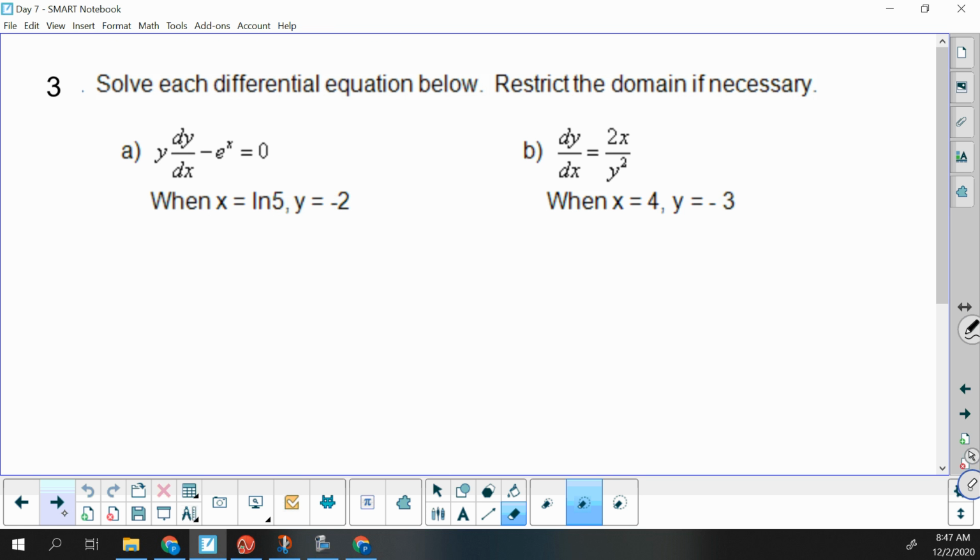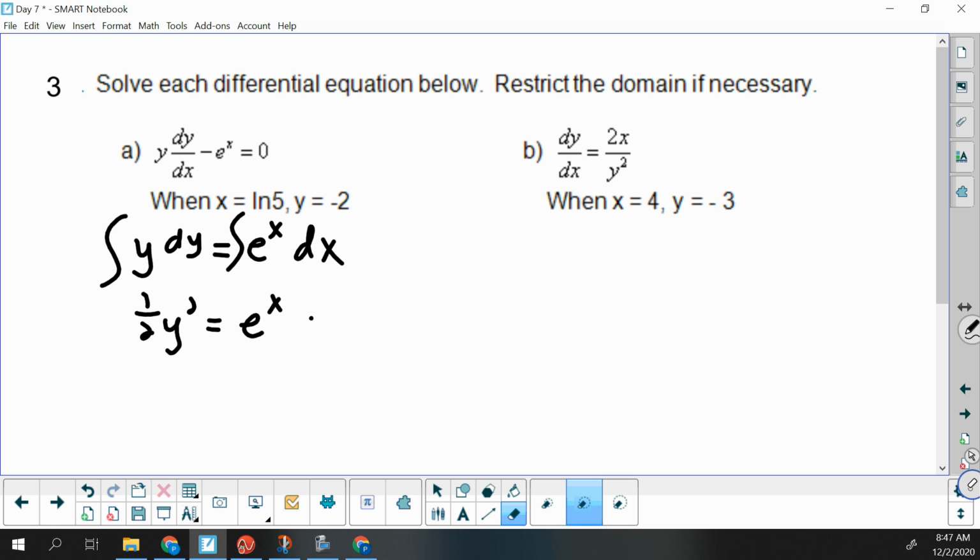So we'll start out, we'll separate. So we'll have y dy, add the x over and multiply the dx over, so you have e to the x dx. We'll take our integral of both sides. We'll get 1/2 y squared is equal to e to the x plus c.